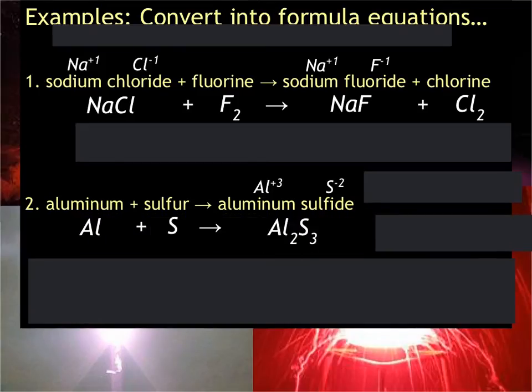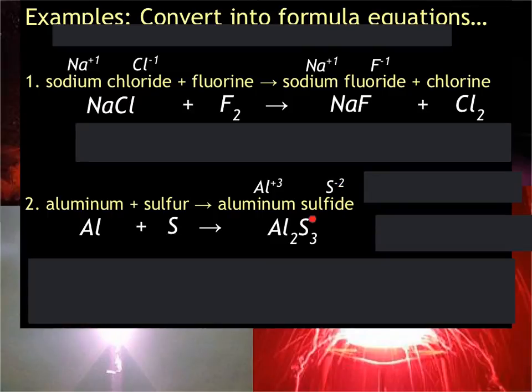aluminum is a monoatomic element, so I just need to put aluminum. Sulfur is also a monoatomic element. For my aluminum sulfide, I've got to balance it off. The aluminum has a +3 charge. Sulfur has a -2 charge. This is where I'm using the crisscross the applesauce.